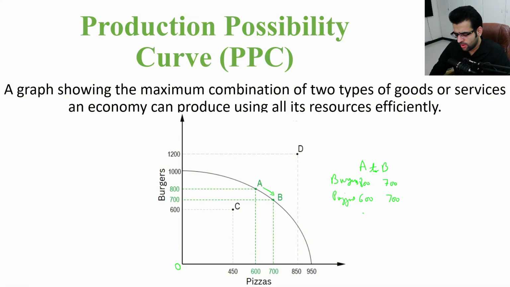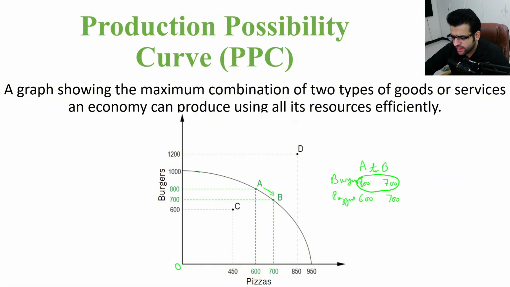So if I ask you, what is the opportunity cost of moving from point A to point B? It is 100 burgers. Why? Because we were producing 800 burgers and now we are only producing 700 burgers. And did we lose any pizzas? No, we gained pizzas. We changed our resources allocation from the production of more burgers towards the production of more pizzas. So, production possibility curve also shows us the concept of opportunity cost, that is, deciding between a combination of two goods.